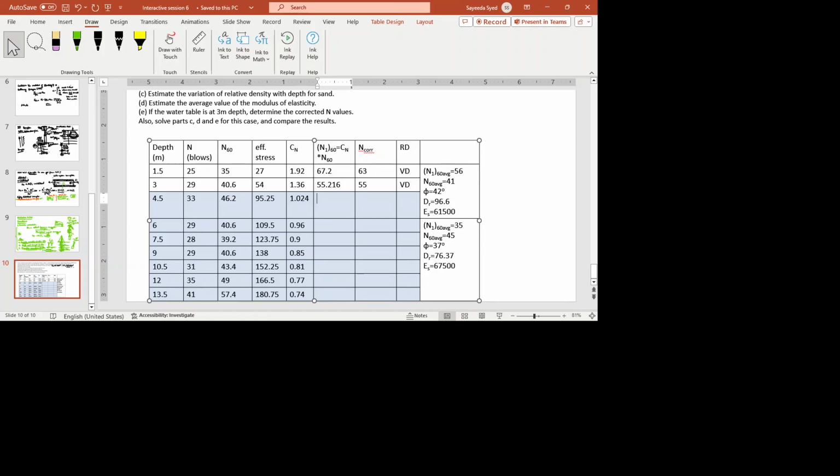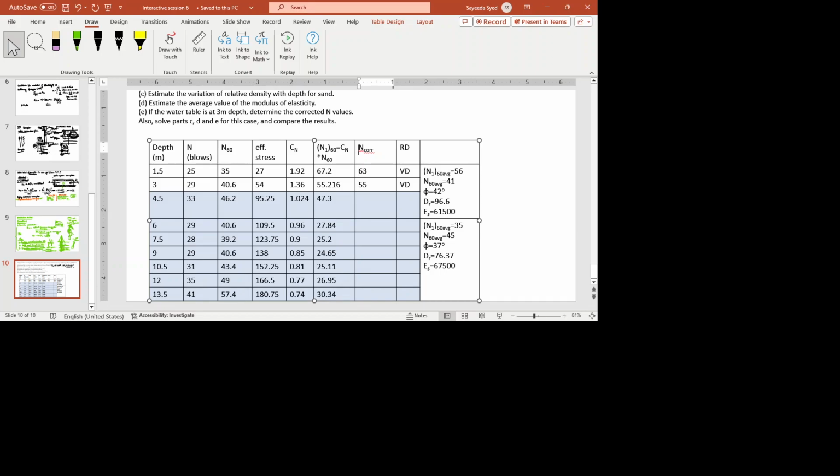46 into 1.024, this is 47.3. 29.96, 27.84, 28.8, 25.2, 29.85 is 24.65, 31 into 0.81 is 25.11, 35 into 0.77, 26.95, 41 into 0.74, 30.34. Okay.